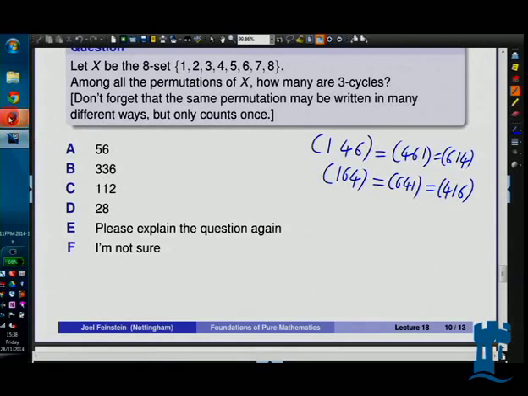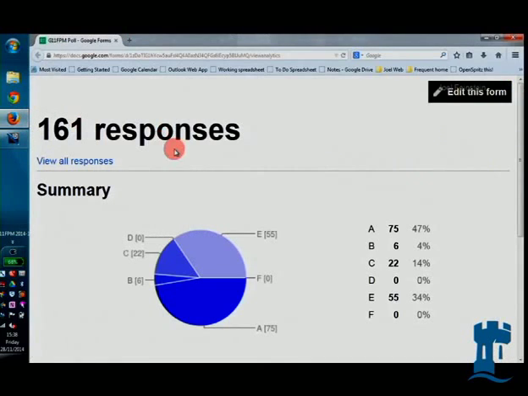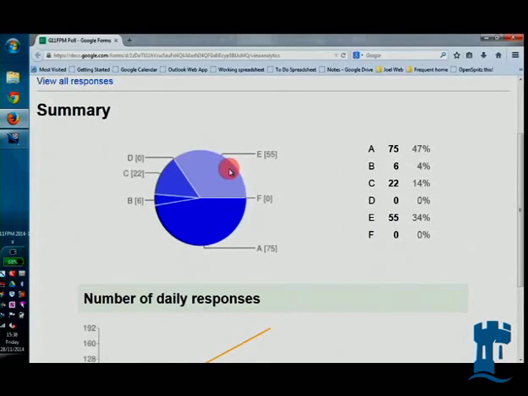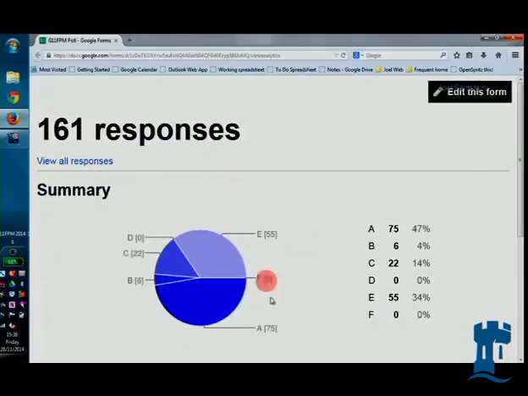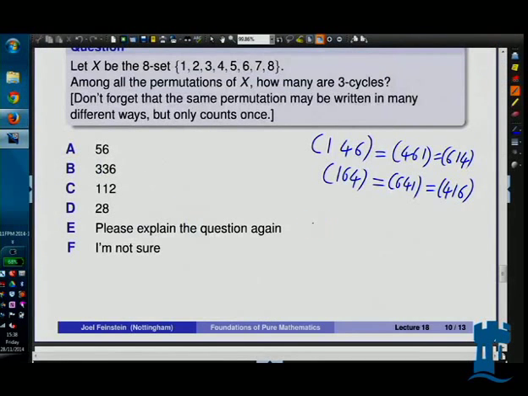Okay, let's see what people went for. As I mentioned before, a lot of people went for explain the question again. Now I've explained the question again, and we've got quite a lot of answers, but the majority have gone for A, whereas this is not the correct answer. So the correct answer is C, 112.